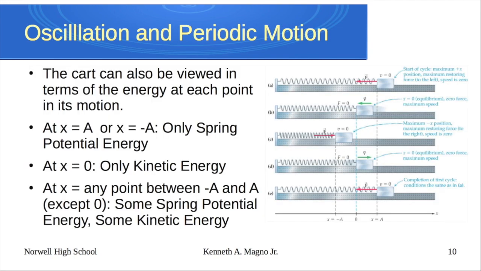So again, like I said, the easiest way for us to think about this is in terms of energy. At a displacement of A or at negative A, it's only got spring potential. When it's at a displacement of 0, it's only got kinetic. And at any point in between, it's got a little of each, a little spring, a little kinetic as it moves through. So we can analyze this in terms of all the stuff we learned about conservation of energy.